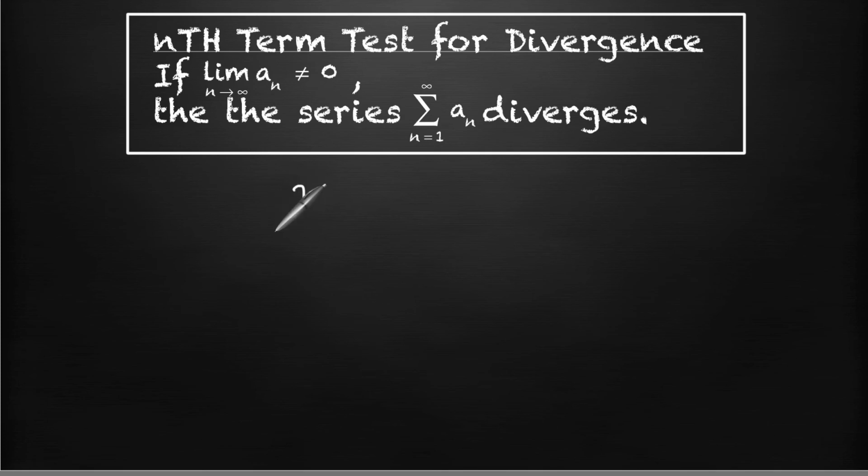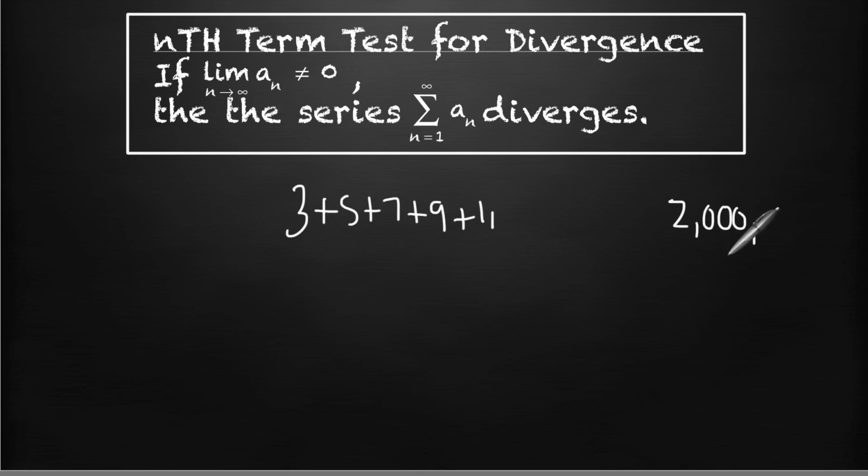So earlier we saw the series 3 plus 5 plus 7 plus 9 plus 11. And if you keep going, you may get down to 2,000,001. Well, this last term is not 0, which means the terms are getting bigger, which means the sum is getting bigger, which means it's diverging.